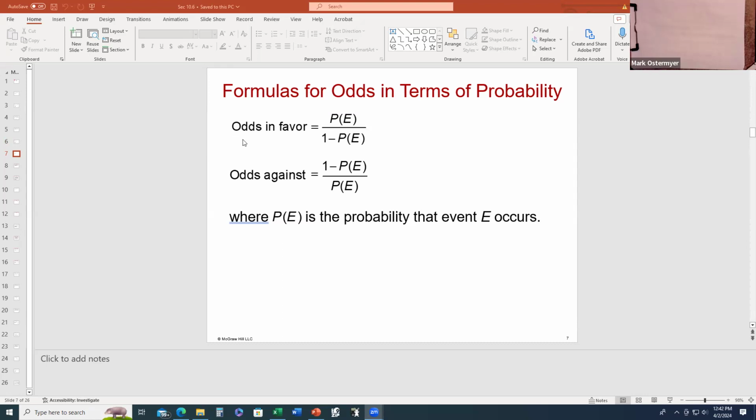This formula here relates odds to the probability of an event occurring. The odds in favor of some event E occurring would be equal to the probability that event E occurs divided by the complementary probability, 1 minus the probability of event E occurring. Or the odds against event E occurring would be 1 minus the probability that it does occur divided by the probability that it does occur.